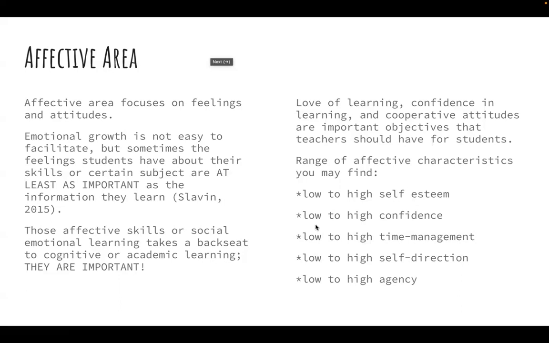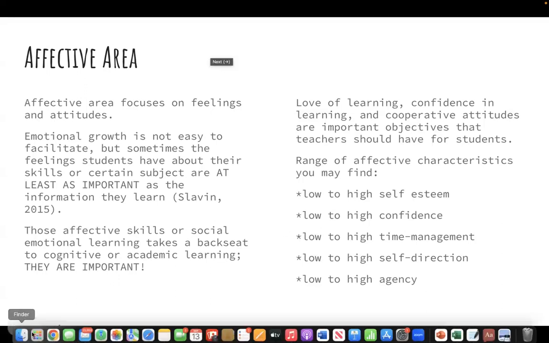Low time management to high time management, low self-direction to high self-direction, low agency, self-agency, I can do things for myself and speak for myself and create action for myself, to high agency. And those are all different types of people, and we need to help them develop. We want them to all have high self-esteem, high confidence, high time management skills, high self-direction skills, and high levels of self-agency.